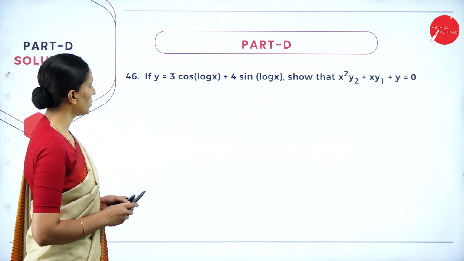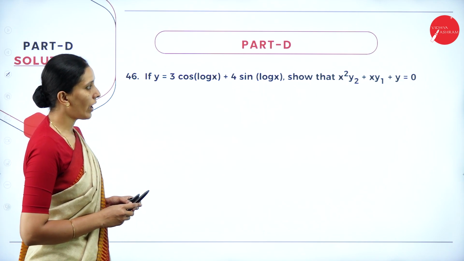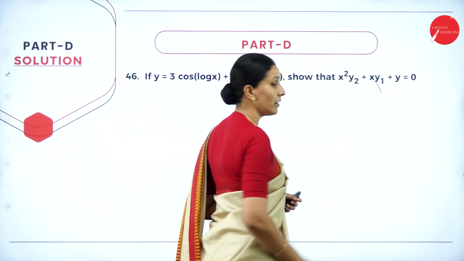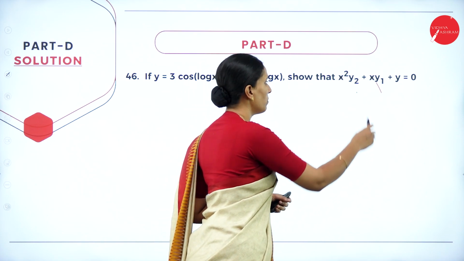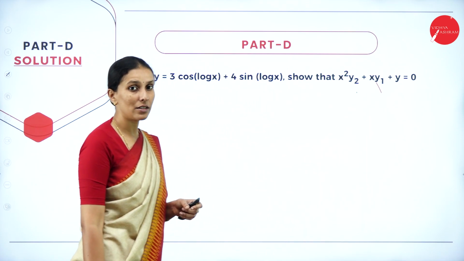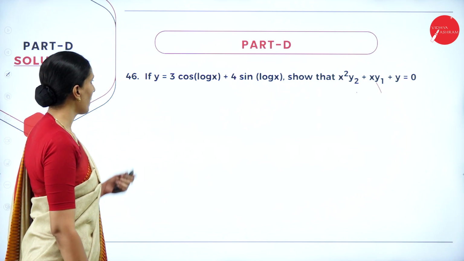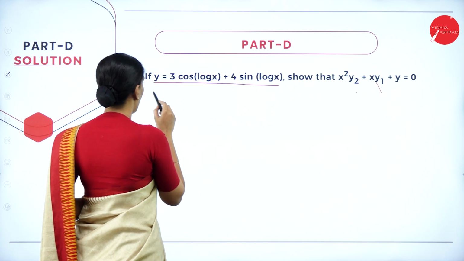If y is equal to 3 cos of log x plus 4 sin of log x, show that x square y2 plus x y1 plus y is equal to 0. Here y1 means the first order derivative, that is dy by dx. y2 means the second order derivative, that is d square y by dx square. Now let us prove the result by taking the function y. Let's differentiate this first.